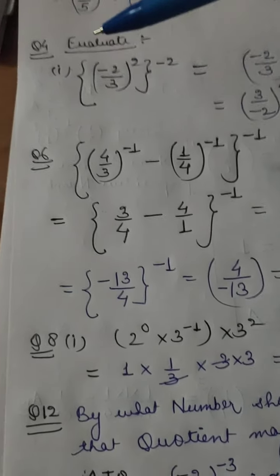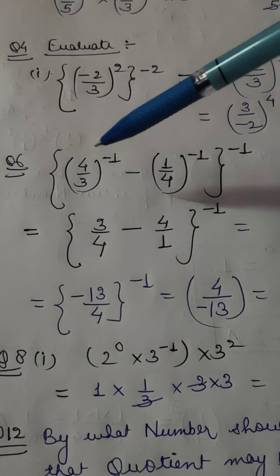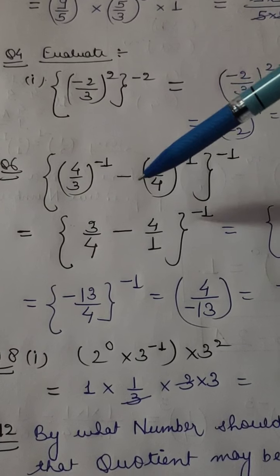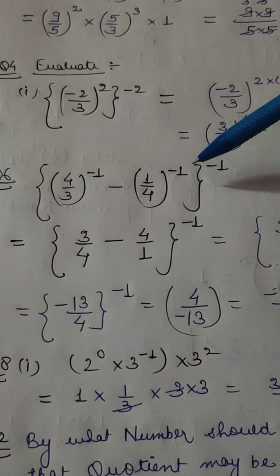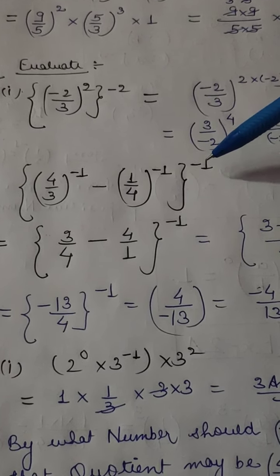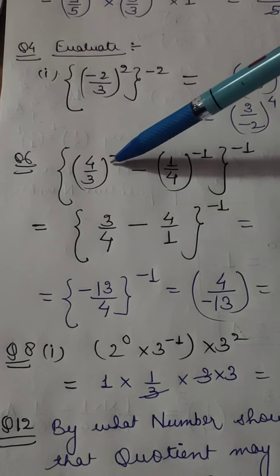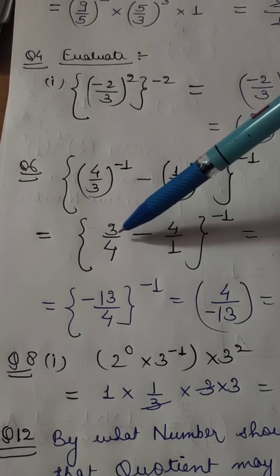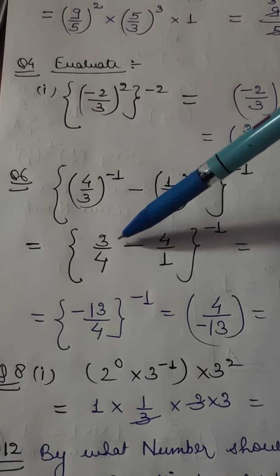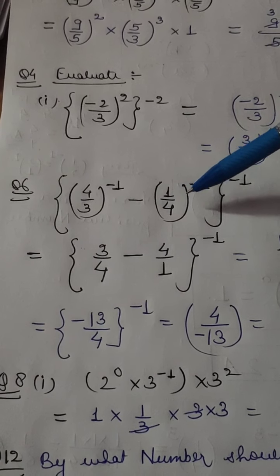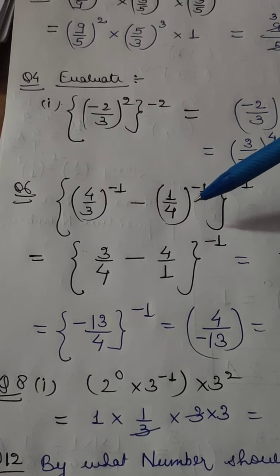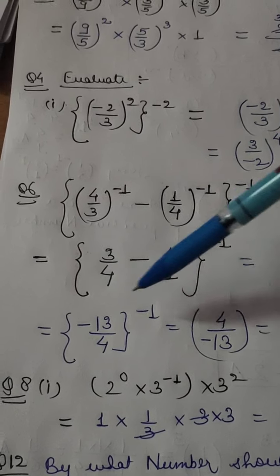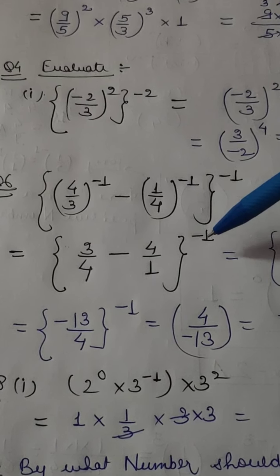Next, question number 16. Question number 16 is 4 by 3 to the power minus 1 minus 1 by 4 to the power minus 1, and the whole power is minus 1. So in order to make this power positive, we have to take the reciprocal. It will become 3 by 4 to the power 1 minus, it will become 4 by 1 to the power 1, and the overall power will remain minus 1.